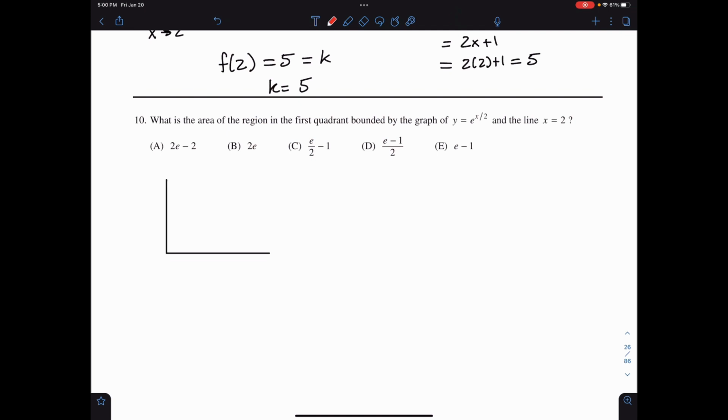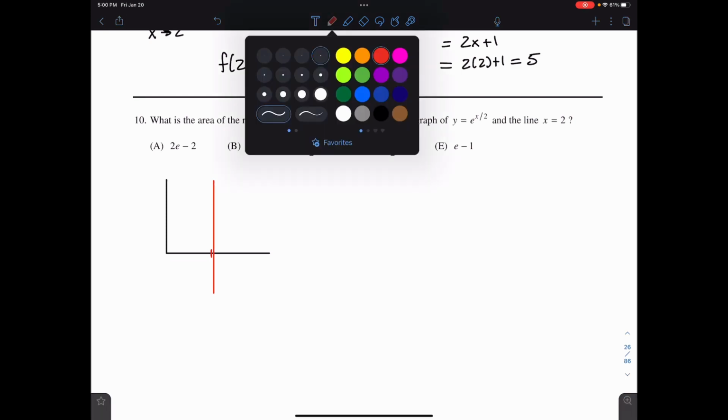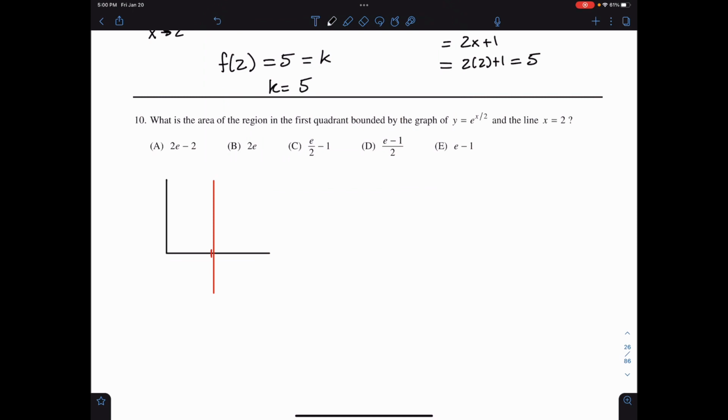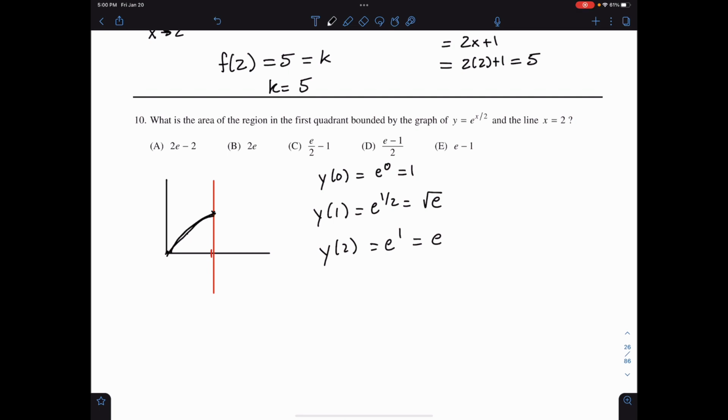So one of the lines is x equals 2, which is a vertical line, something like that. And the other one is y equals e to the x over 2. So let's just plug in a few values to get points that would be on this line. So y at 0 is e to the 0, which is equal to 1. Y of 1 is e to the 1/2, which is equal to the square root of e. And y of 2 is e to the 1, which is just e. So this tells us that our second line is something like that, with a little bit of a curve. So our area is everything in here.